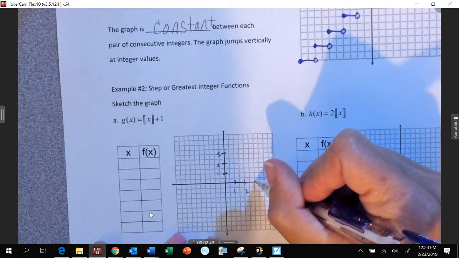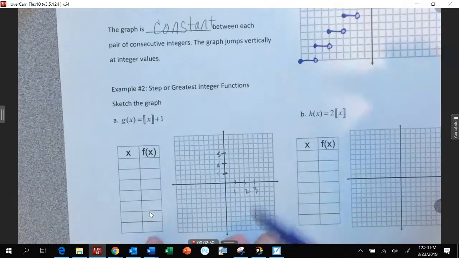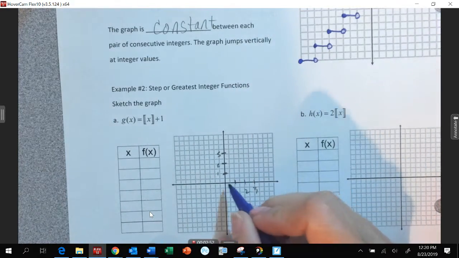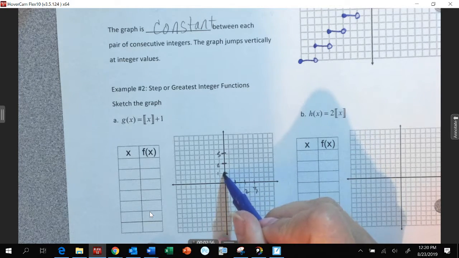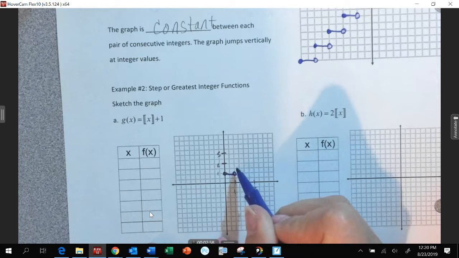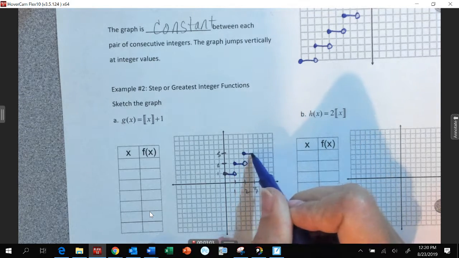I expect that you do draw the amount of steps that will fill up the whole graph, but if you zoom in a little bit, that's okay. So instead of starting at 0, 0 like I did on my parent function, I'm going to start at 0, 1, and then jump up at 1 to 2, and follow that pattern.